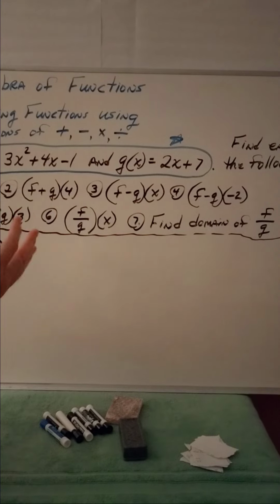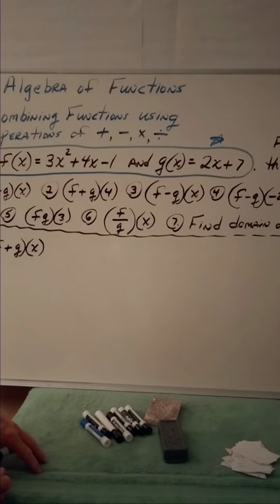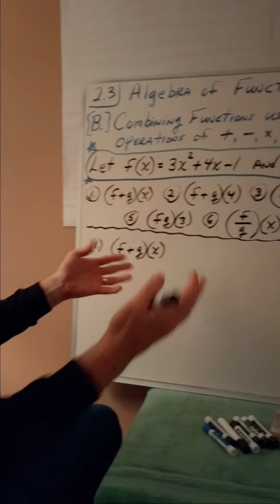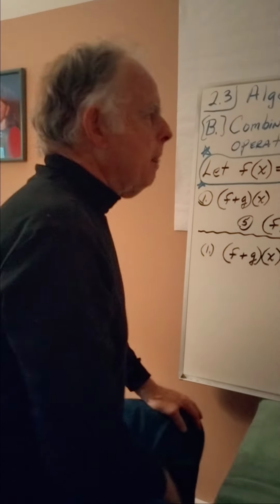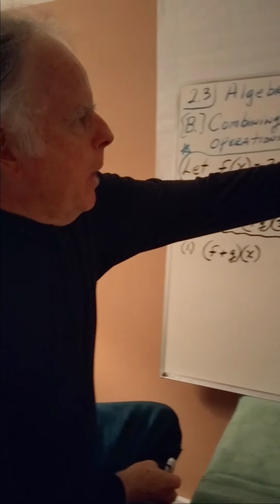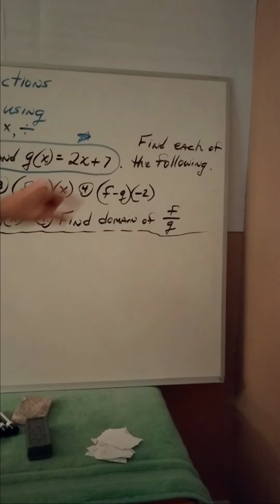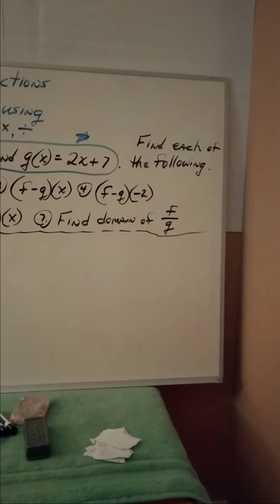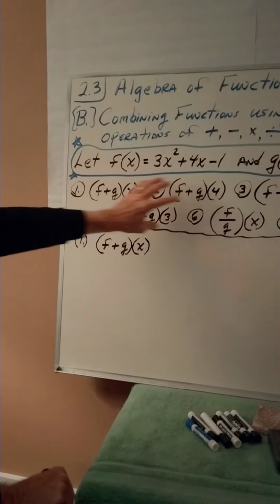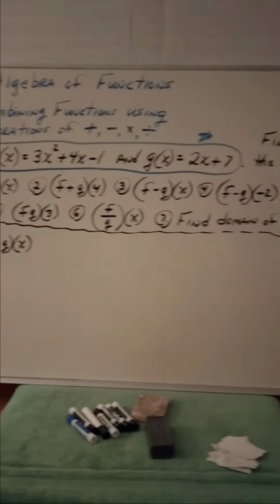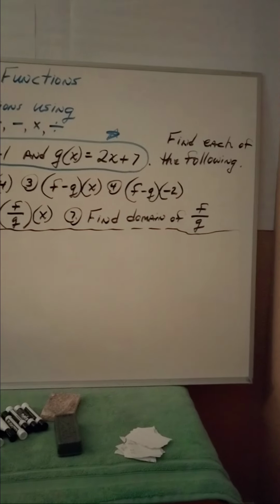So we have to have two different functions in order to operate with them. I wrote the direction over there on the right-hand side where it says, find each of the following. There's going to be a total of 7 overall problems that we're going to look at. Here's number 1.